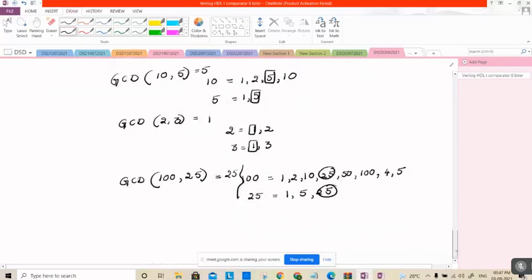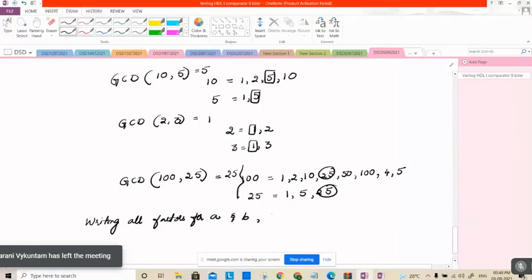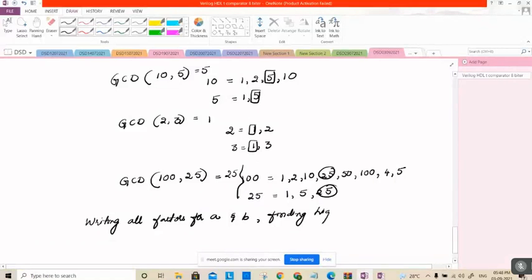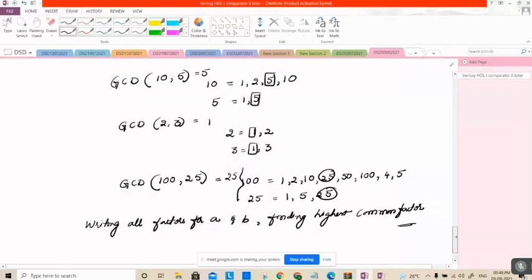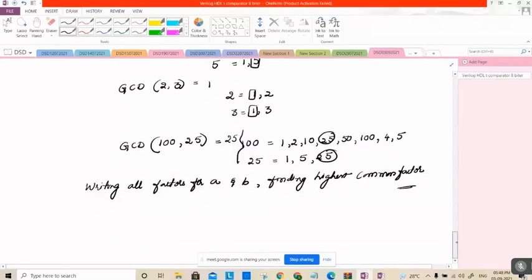Now, what we have done here is write down all the factors for A and all the factors for B, and then find the highest common factor. First of all, we are supposed to write all the factors for A and for B.